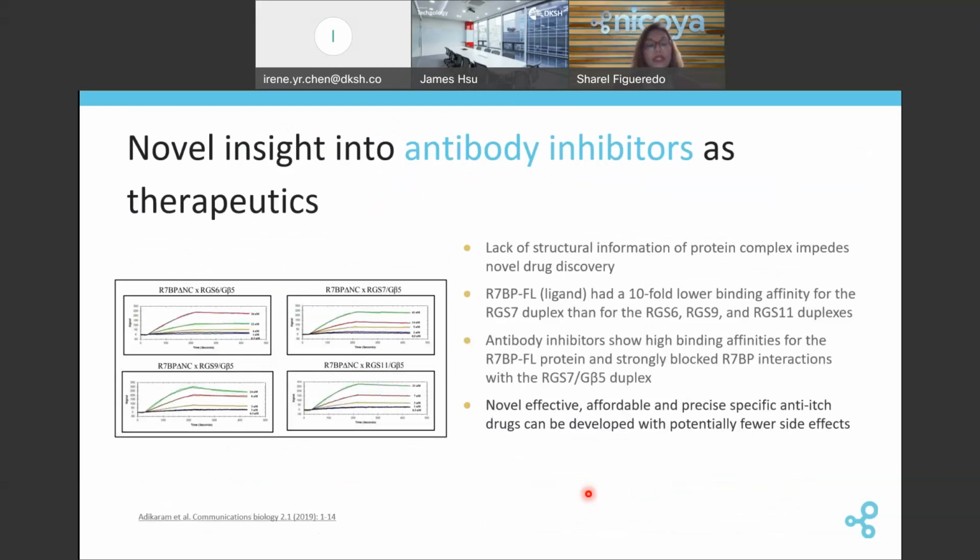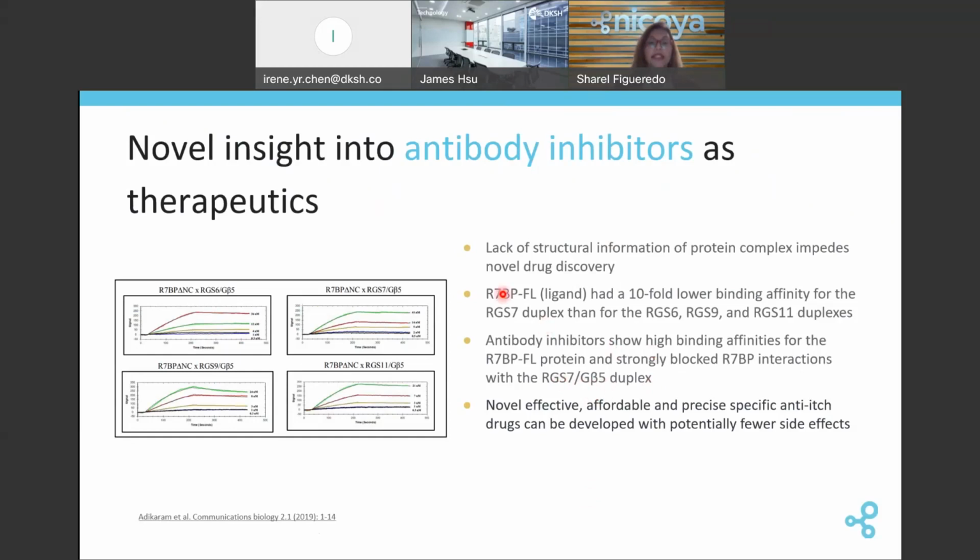On this slide, we're looking at work done by Abikaram, where they are looking at PPIs, or protein-protein networks. Now, these protein-protein networks consist of more than 2 proteins. And there's a lack of structural information of these protein complexes, and this impedes novel drug discovery. We are looking at the development of antibody inhibitors as therapeutics for a neurosensory disorder called chronic itching. And they're looking at a protein, the R7BP protein, which is a G signaling protein, and it binds to a duplex RGS7-G beta 5.